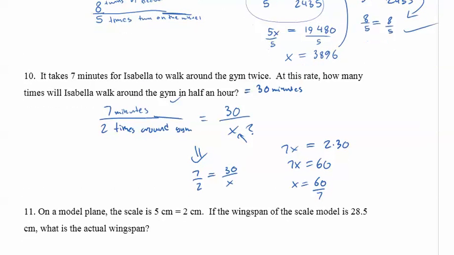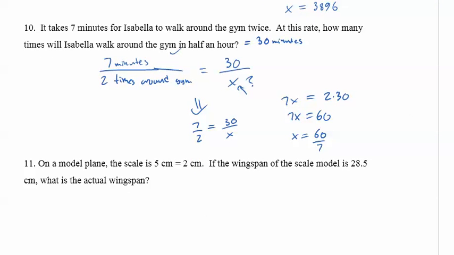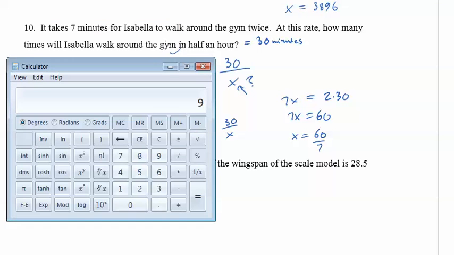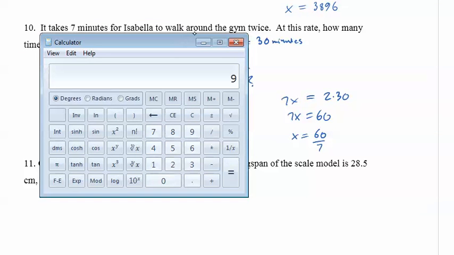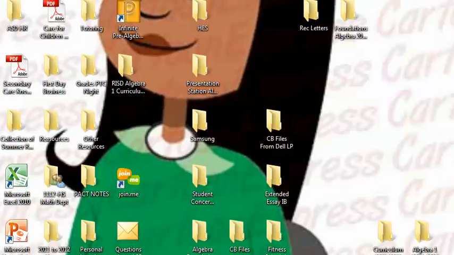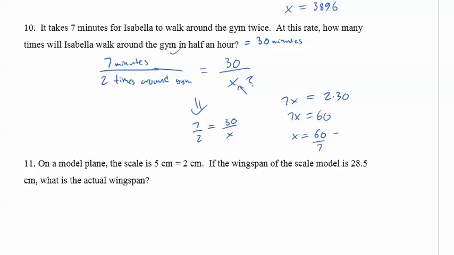Now, usually you could leave it like this, but since it's a word problem and it's asking how many times, it's kind of weird to say, hey, how many times? And you say, well, I went around the gym 60 over 7 times. You're not going to know what you're talking about. So if you have a calculator, you can turn this into a decimal. So 8.57, which makes a bit more sense, which is roughly 8.6. So Isabella, per every 30 minutes, can walk around the gym 8.5 times, roughly.